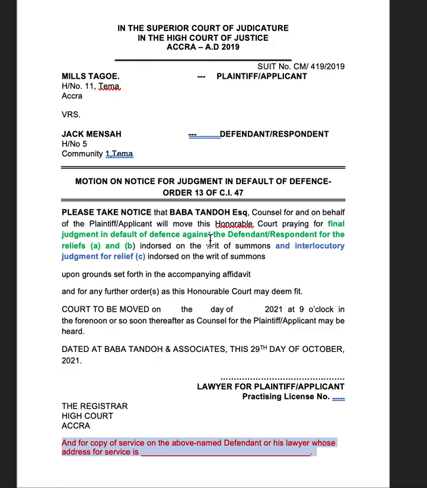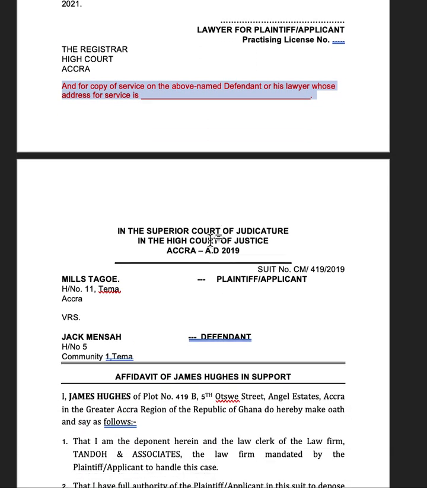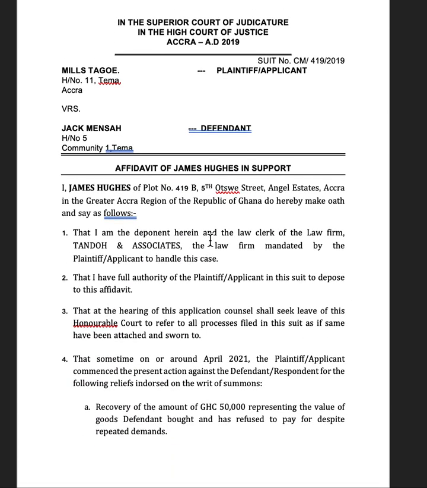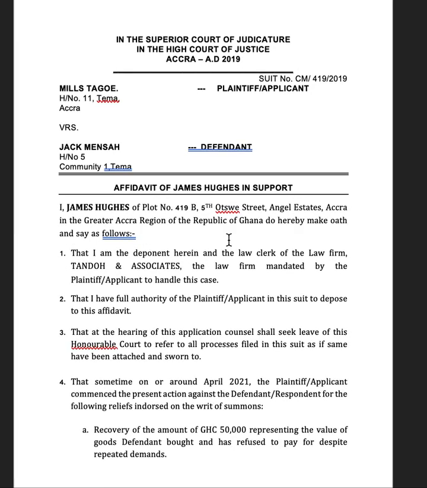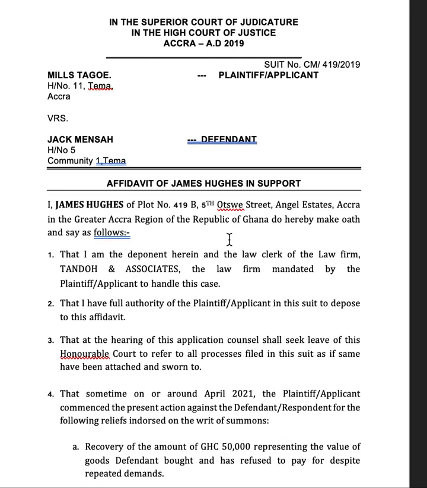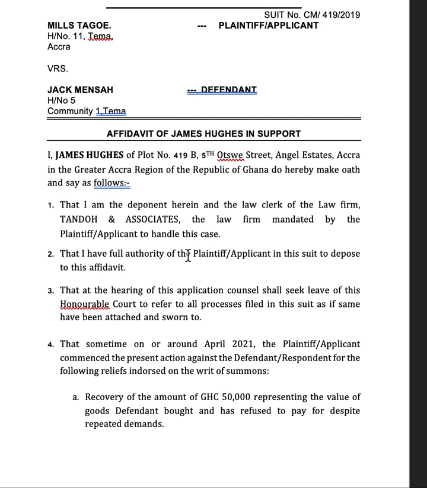So we can then move on to our affidavits. Remember, it's going to be a simple affidavit. You're only going to show that you issued the writ, you served the defendant, he entered appearance, but has not filed a defense. So let's see. I, James Hughes, of the address over there in the Greater Accra region of the Republic of Ghana, do hereby make oath and say as follows. 1. I'm a deponent herein and the law clerk of the law firm Sandor and Associates, the law firm mandated by the plaintiff applicant to handle this case.